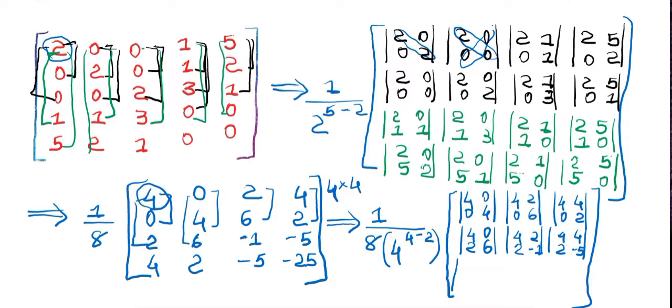and the last one will be with first row and fourth row, that is 4, 4. And here the second column, for the first determinant will be 0, 2, for the second one it will be 2 minus 5, and for the last one it will be 4 minus 25.